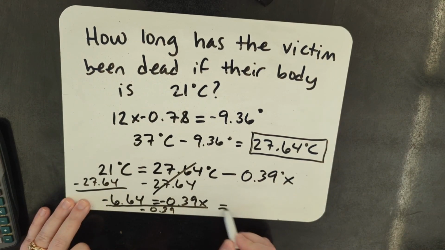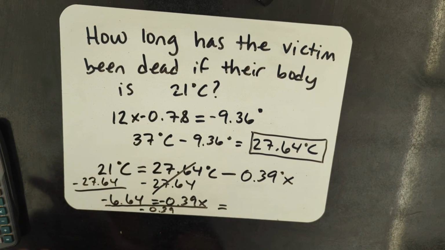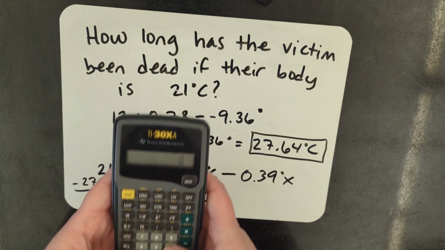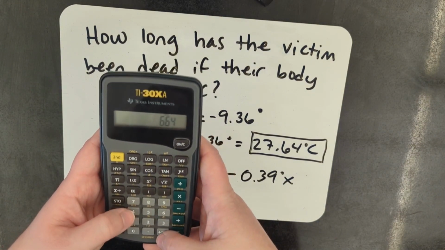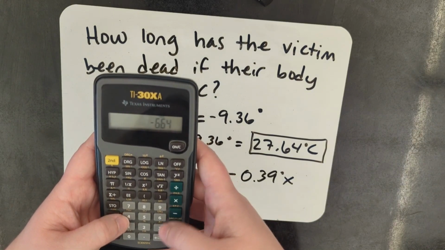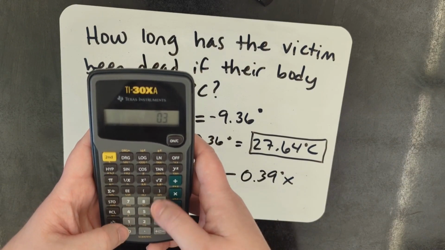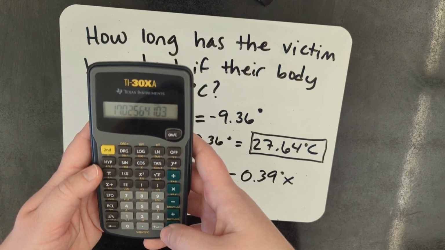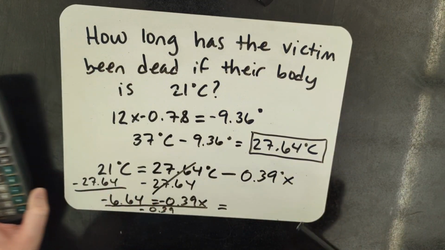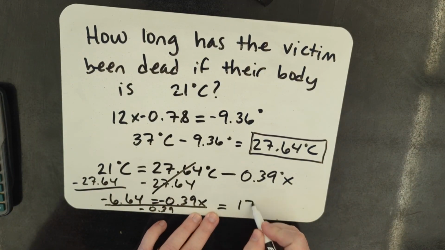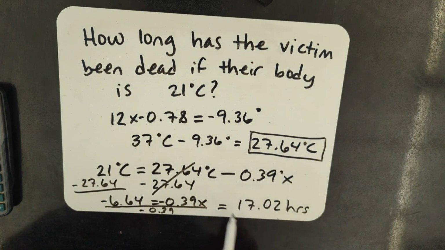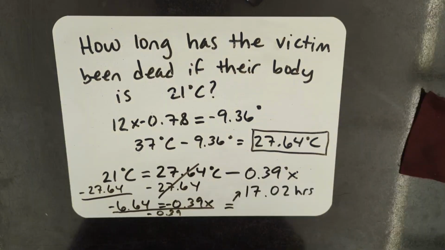And that should give you how long they were cooling at the negative 0.39. So we're going to do negative 6.64, make sure it's negative, divided by negative 0.39. Whoa, that gives you about 17.02 hours of cooling with this temperature. We are almost done.